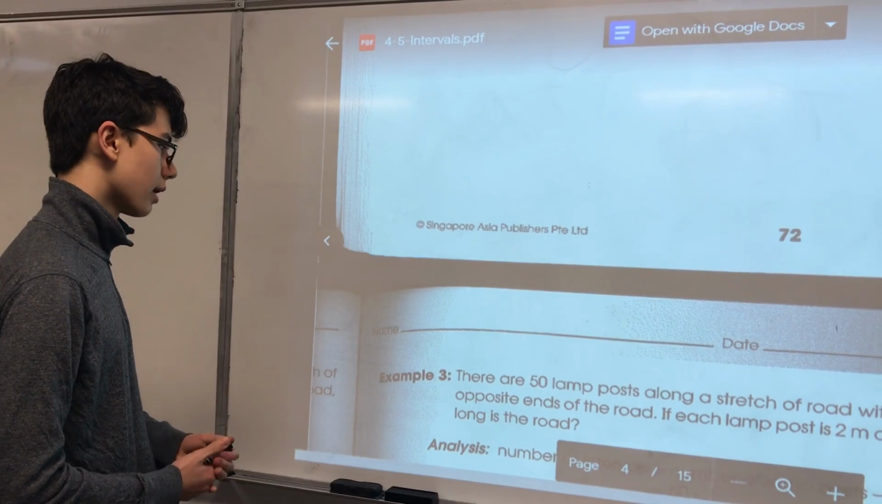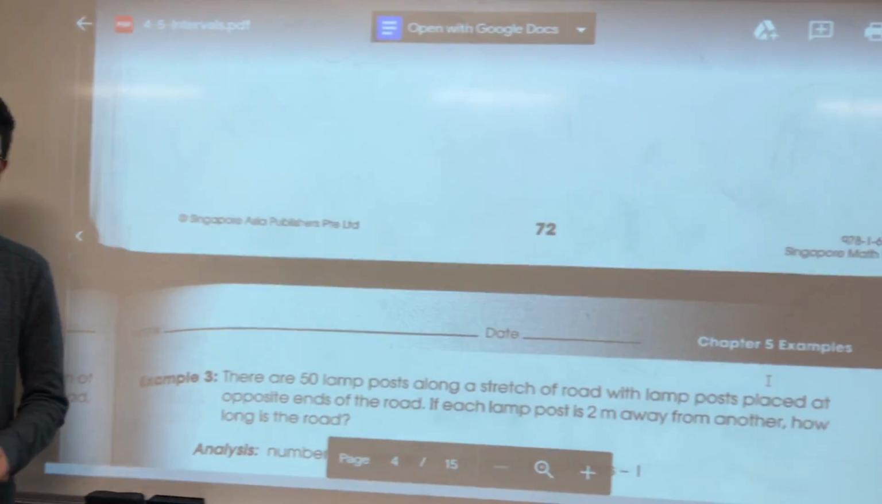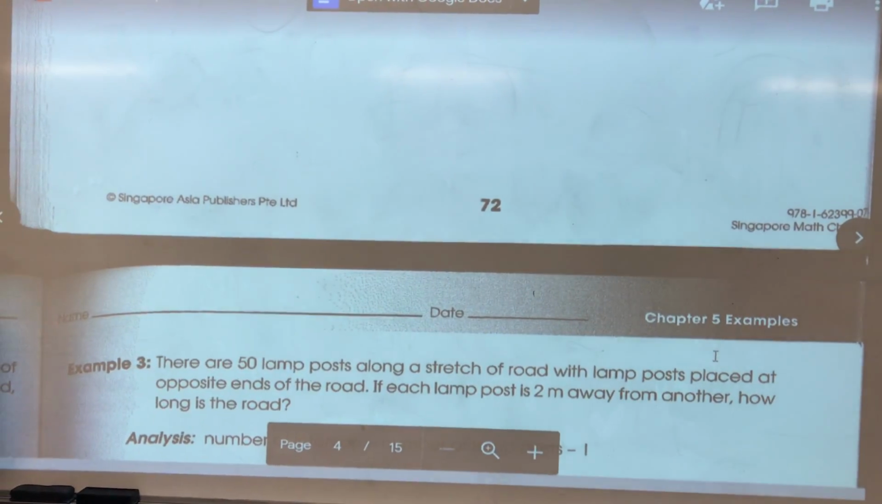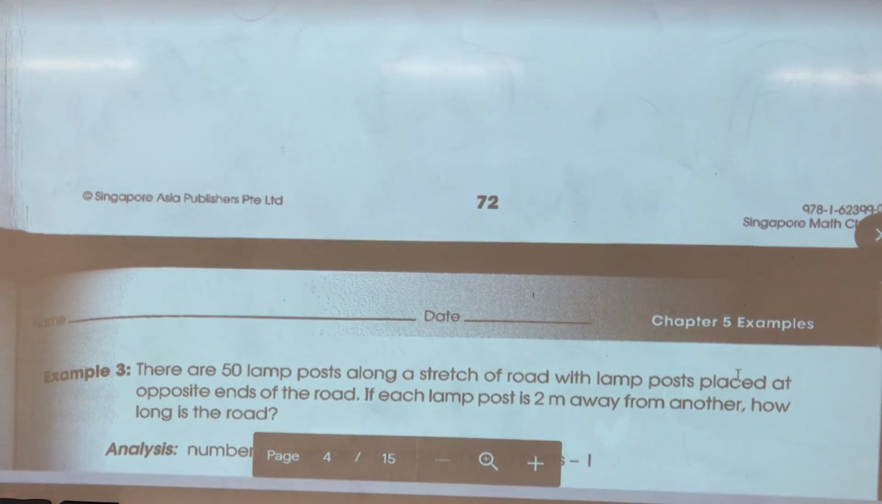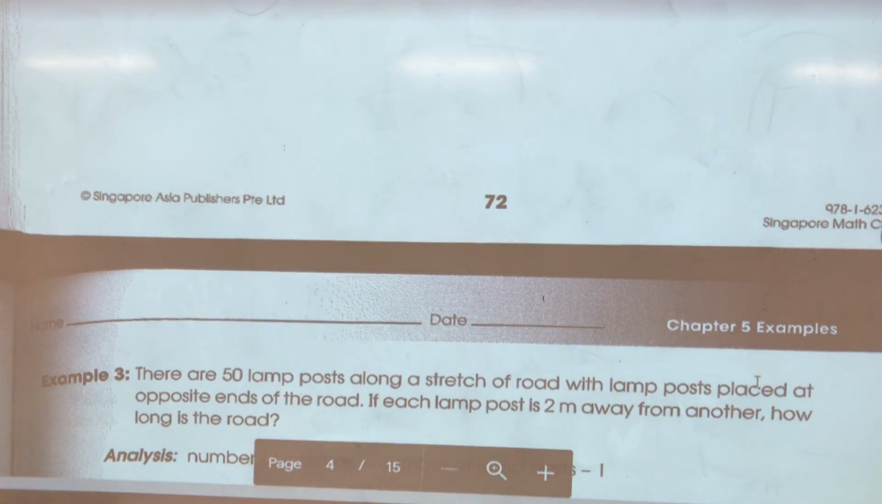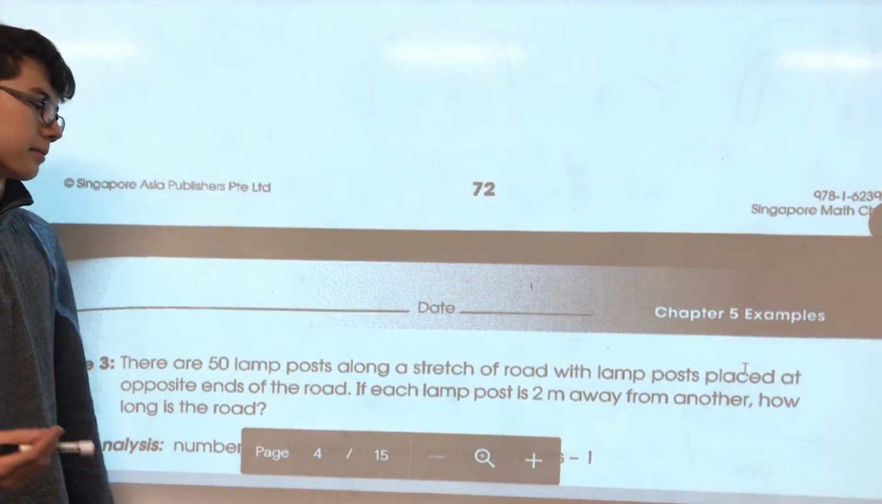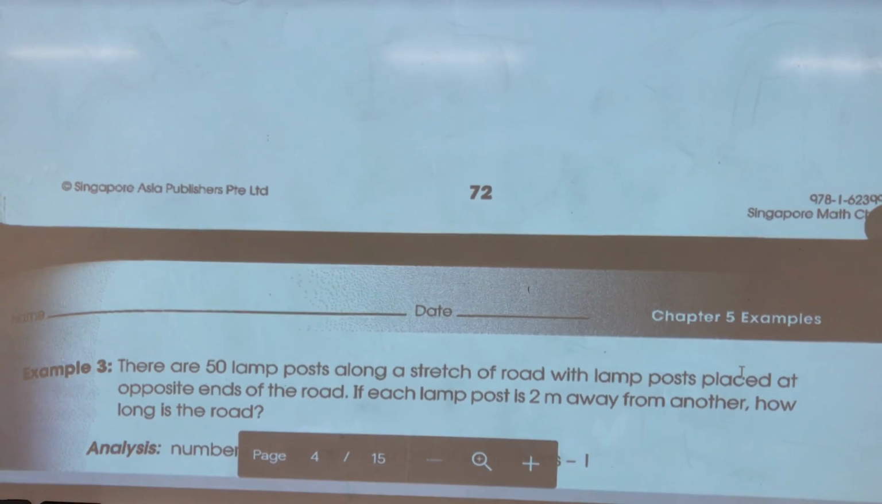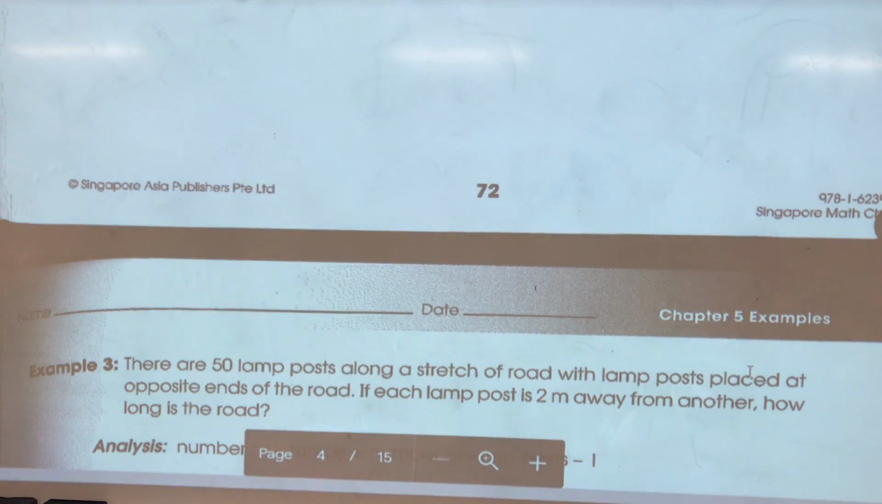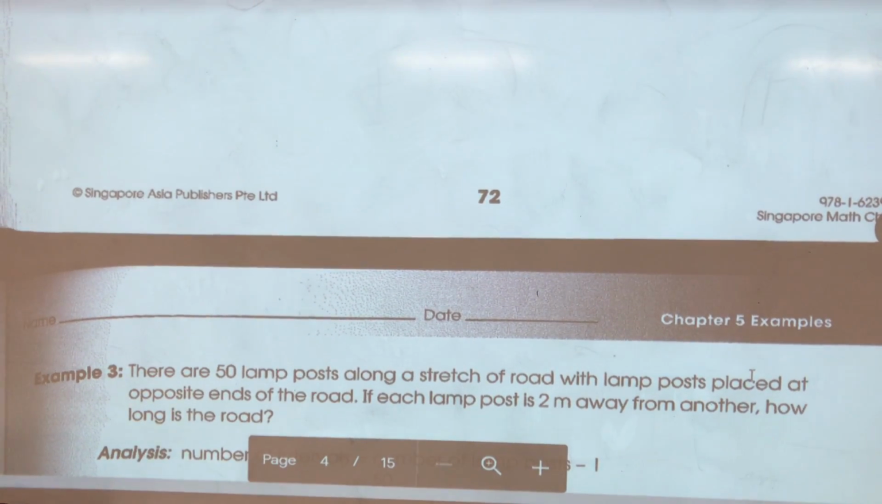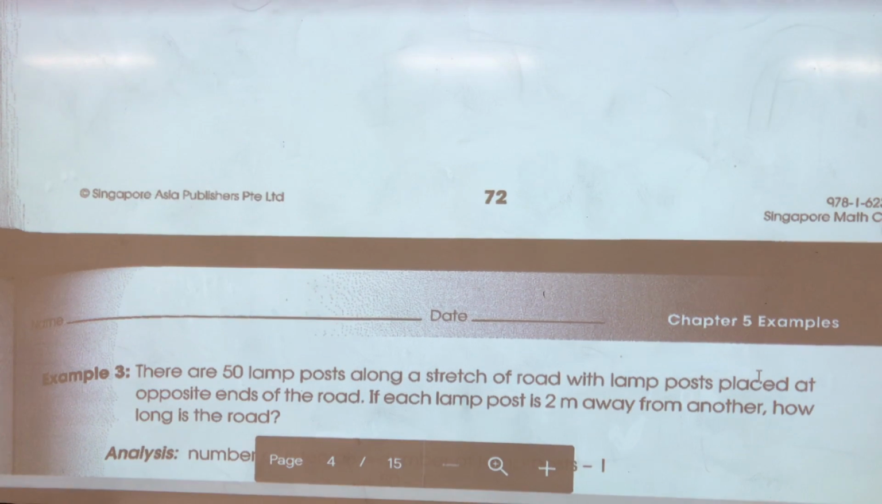Alright, so we have a road and there's 50 lampposts. Guys, focus. Okay. So we have a road and there's 50 lampposts across the road and there's a lamppost at each side. So if each lamppost is 2 meters away, how long is the road?